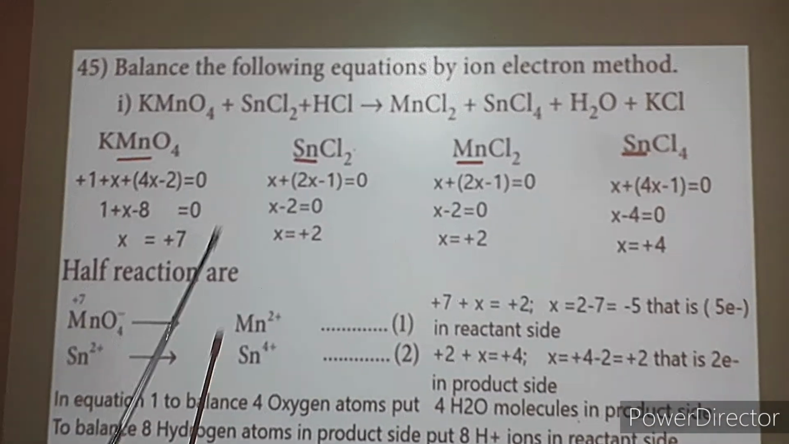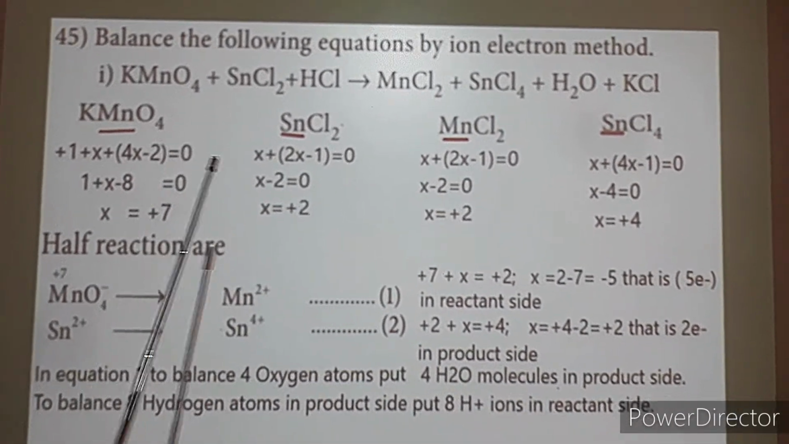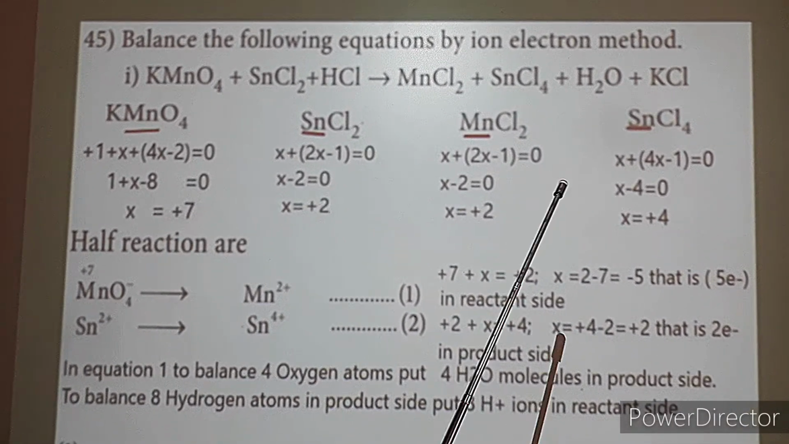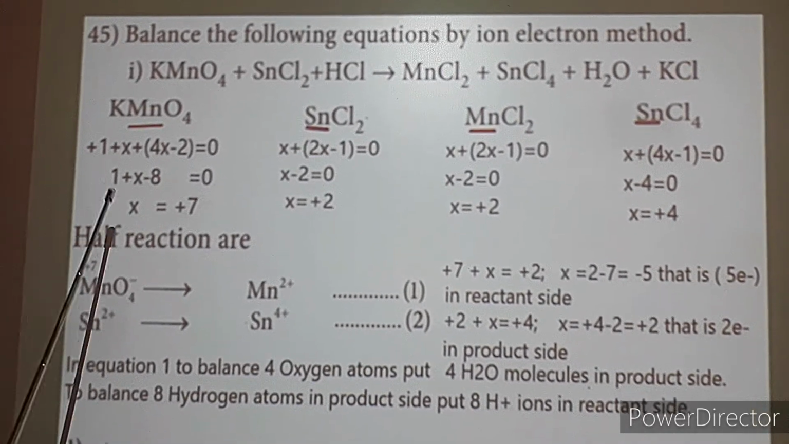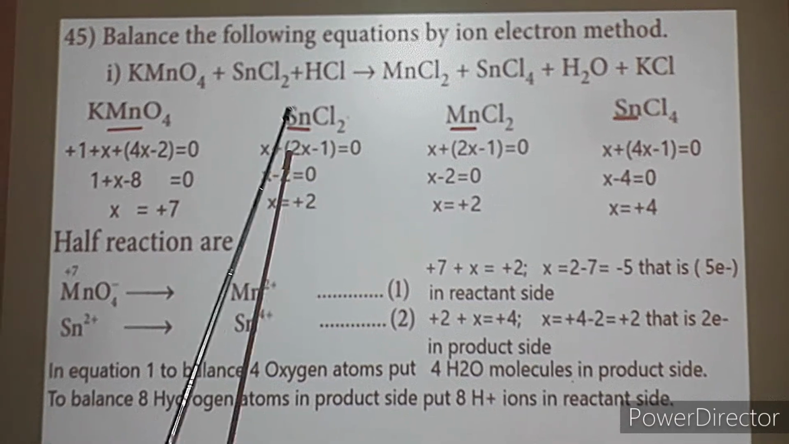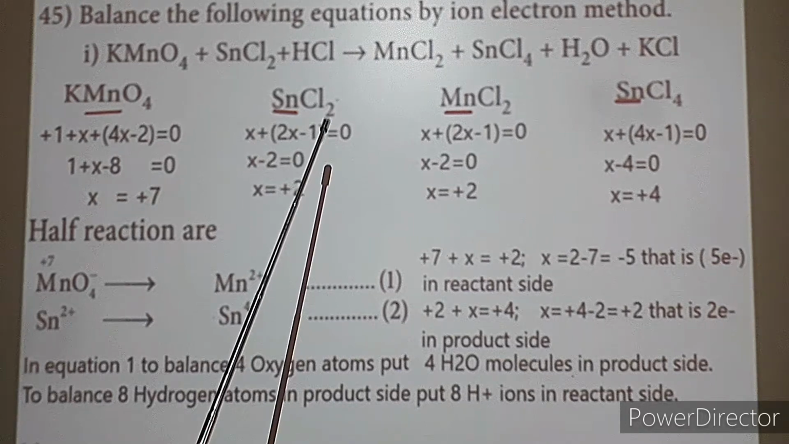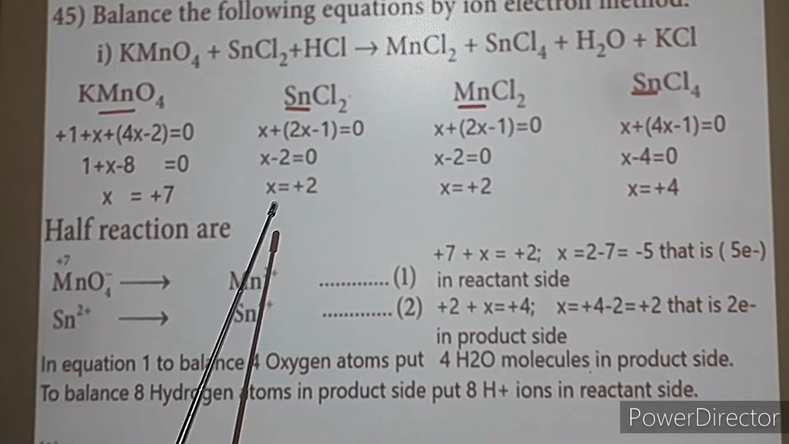Next problem. Balancing the equation by the ion electron method. In this method, first of all we have to find out the oxidation number of each and every one. KMnO4 we already saw, and SnCl2, tin chloride. Here Sn we don't know, so put X and 2 into minus 1 for chlorine, equal to 0. It is a molecule, and the X value is plus 2.